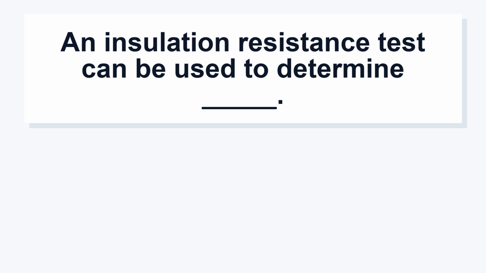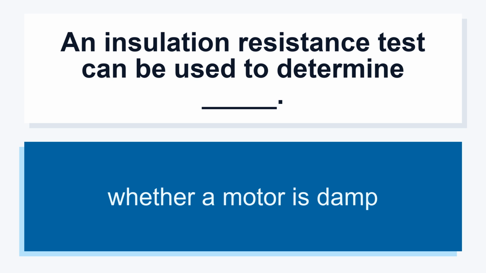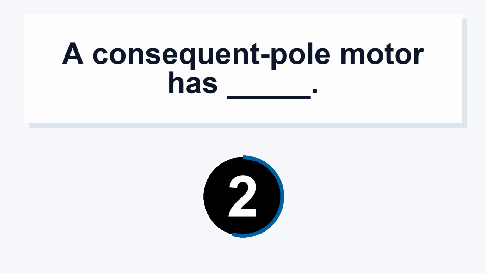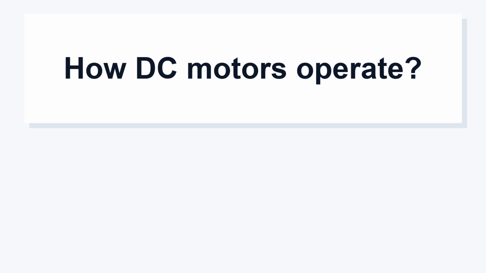An insulation resistance test can be used to determine whether a motor is damp. A consequent pole motor has 2 speeds. How DC motors operate.